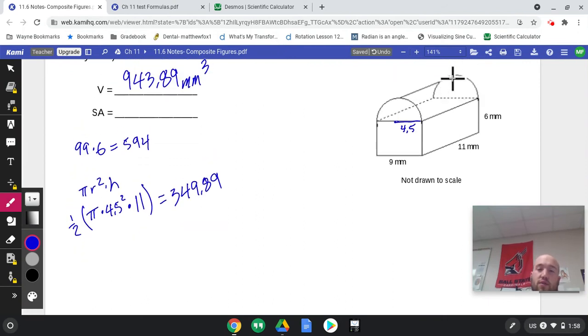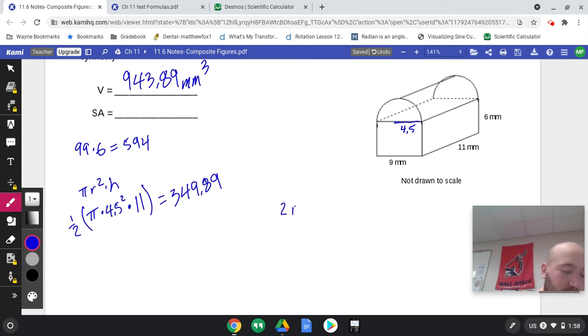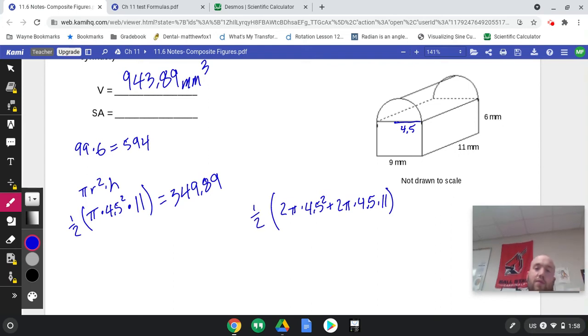All right, now once again, let's find surface area. So think about each section. We're going to need to find the surface area of the cylinder and then divide it by 2 again. Okay, so we can do 2 times pi times r squared plus 2 times pi times r times the height. All of this times 1/2.